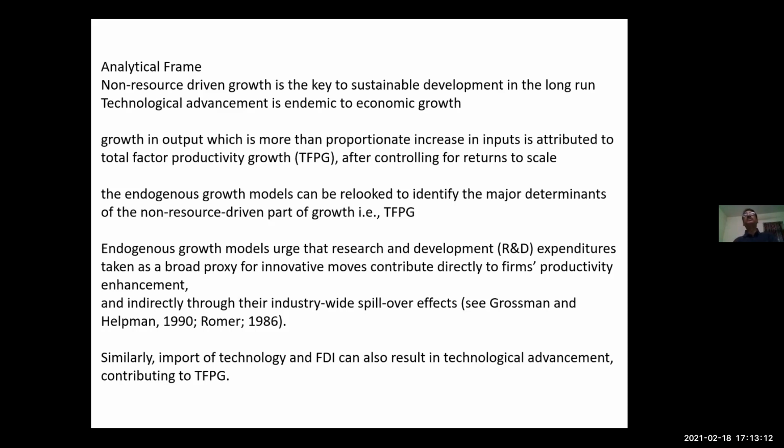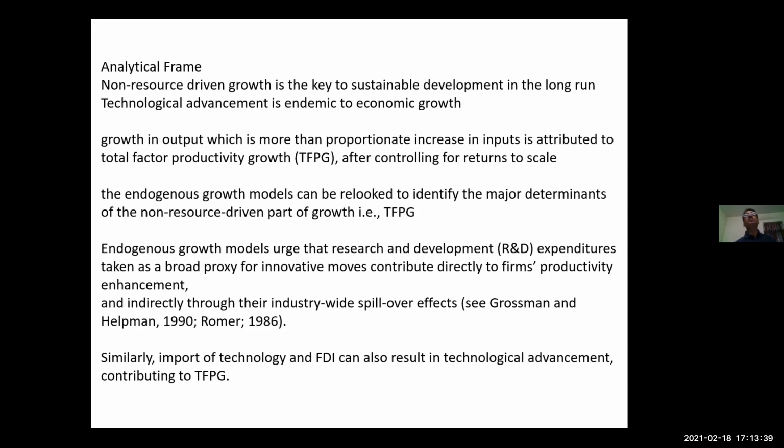Non-resource driven growth is the key to sustainable development in the long run. Because if you are using up your resources, there can be a serious trade-off between your present utilization and future utilization. Technological advancement is endemic to economic growth, so that enables you to have greater returns for the usage of the same magnitudes of resources.